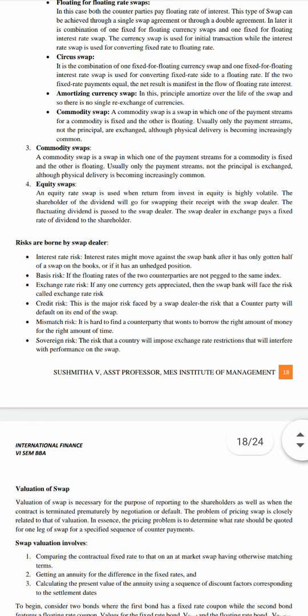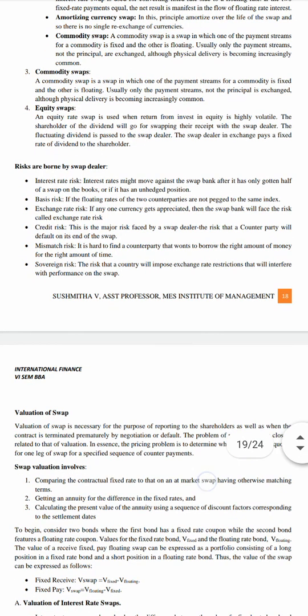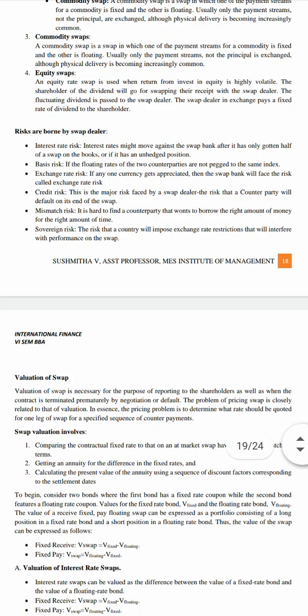So risks are borne by the swap dealer. Usually the swap dealer has an intermediary position between two parties. So the swap dealer bears the risk in the settlement of the swap transaction. What are the risks that the swap dealer is going to bear? Basically he bears interest rate risk, and he bears basis risk. Basis risk is nothing but when you have indices. When you deal with the stock market, you deal with the different indices of the stock market. For example, if you are dealing with the Bombay Stock Exchange, you have to deal with Sensex. If you are dealing with the National Stock Exchange, you have to deal with Nifty.